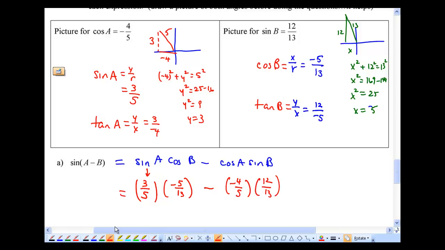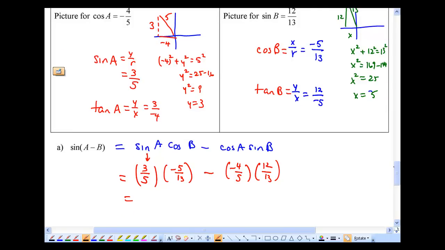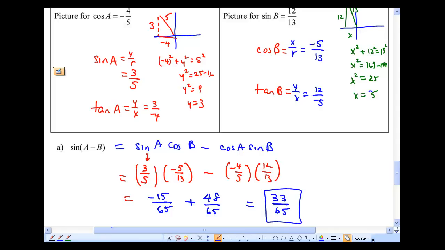And I'm going to ask you to please simplify these. So 3 times negative 5, oh, actually, yeah, I'll do that. 3 times negative 5 is negative 15. 5 times 13 is 65. 2 negatives become a positive. 4 times 12 is 48 over 65. Negative 15 plus 48 is just 33 over 65. And there's your answer. Okay?